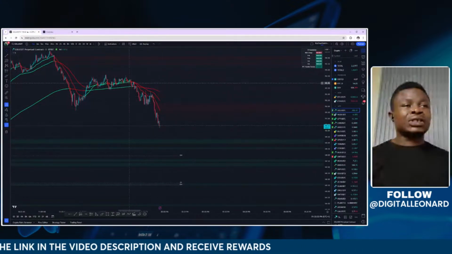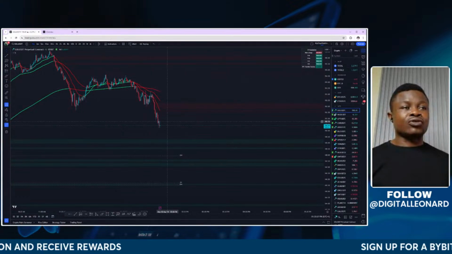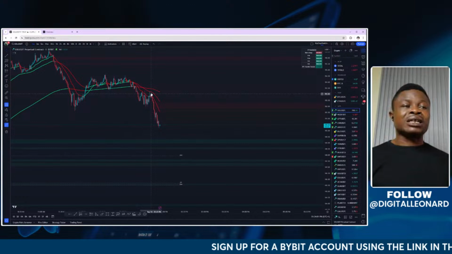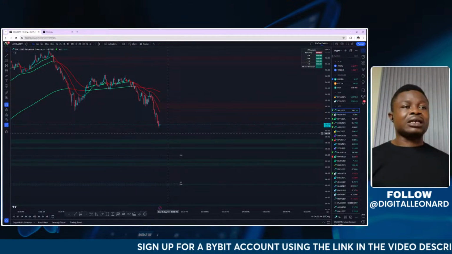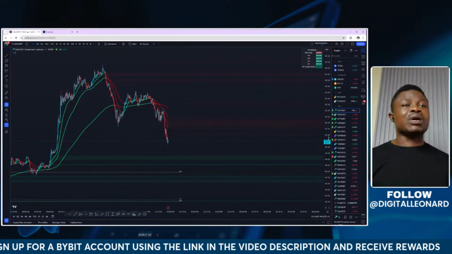All right, you see that all the moving averages, this is my 20, this is my 50, and this is my 200. So they just crossed, and what happened? The market came back using that area as a resistance, and then it came back down.